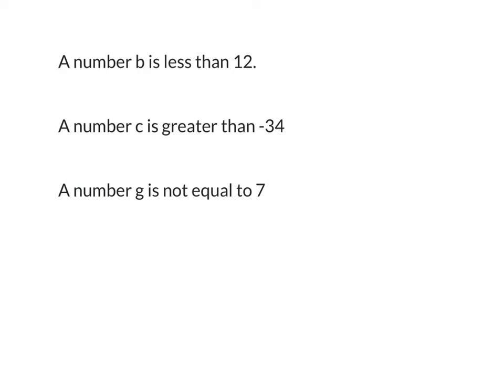So let's say you want to represent an inequality for each of these. It says here, a number b is less than 12. So all we're going to do is write down b. It's less than 12, so that means it's smaller than 12, and the arrow points to the smaller one. So that's b is less than 12.